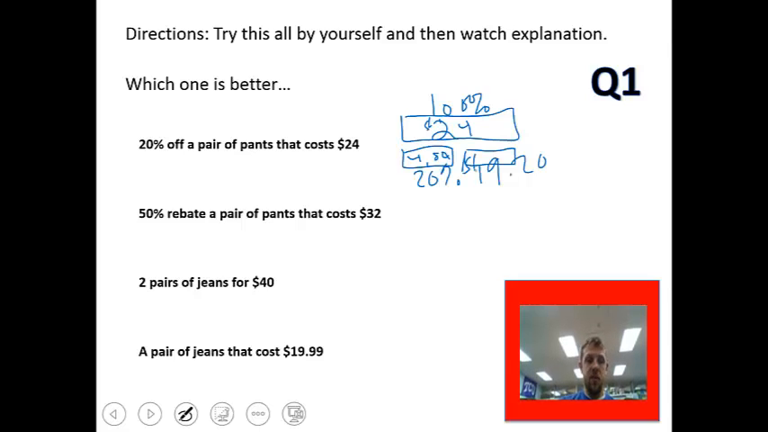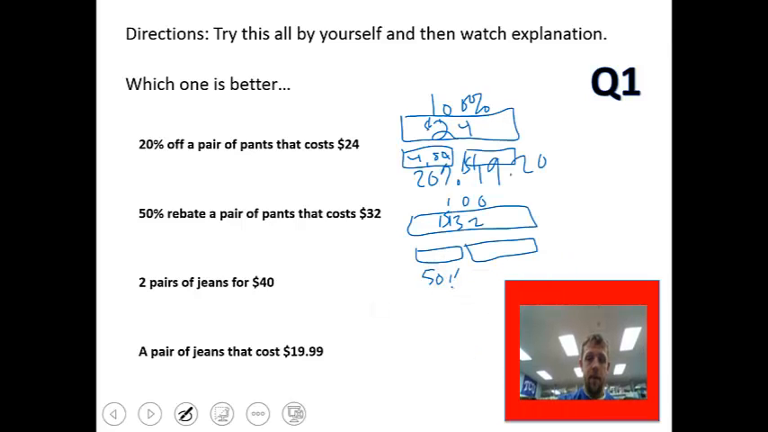Alright, I noticed there's a 50% rebate on a pair of pants that cost $32, so I'm going to do this again. The pants cost $32. That's my 100%. And they are 50% off. Normally you can do this one in your head. So that would be 32 times 0.50, and I got 16. If it's 50% on one side, it's 50% on the other side. So this would be $16. So I got a pair of pants that cost $19.20 and a pair of pants that cost $16.